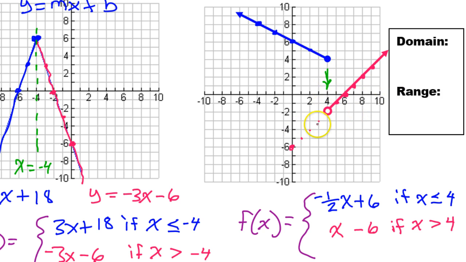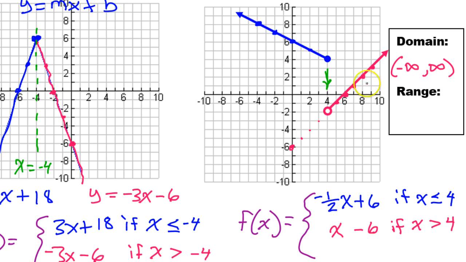All right, again, this piece begins at 4. That's why I put 4. It begins at an x value of 4. And it goes to the right. That's why I put greater than 4. And it's an open circle, so I didn't say or equal to. The domain, it goes left and right forever. So that's negative infinity to positive infinity.